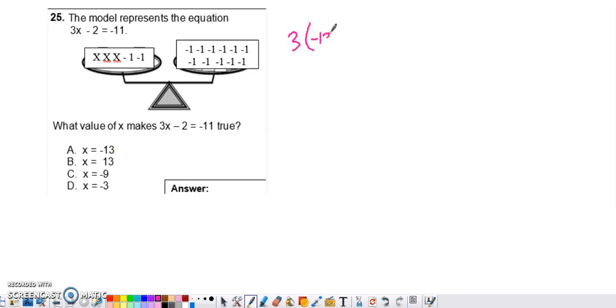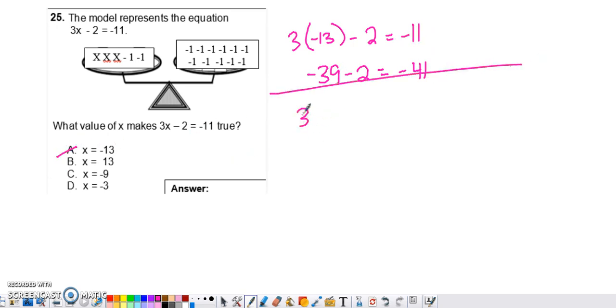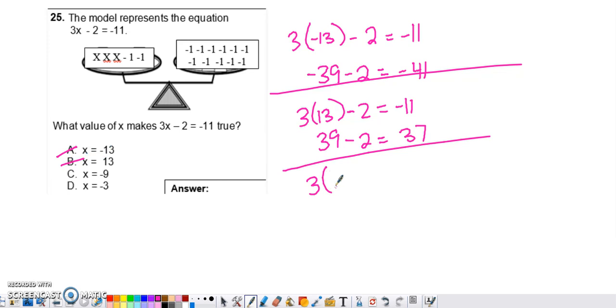So 3 times negative 13 minus 2 equals negative 11. 3 times negative 13 is negative 39, minus 2. If I'm at negative 39 and I take away 2 more, that's going to give me negative 41. I'm looking for negative 11, so A is not going to work. B, 3 times 13, which is positive this time, minus 2. You're going to get 39 minus 2, and that's going to give you 37, so that's not going to work either. 3 times negative 9 minus 2 equals negative 11. That's going to give you negative 27. If I have negative 27 and I take away 2 more, it's going to be negative 29. Again, not my answer.